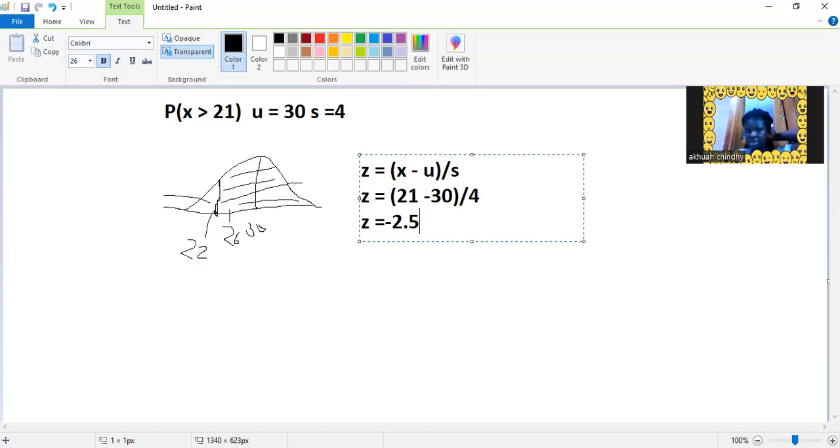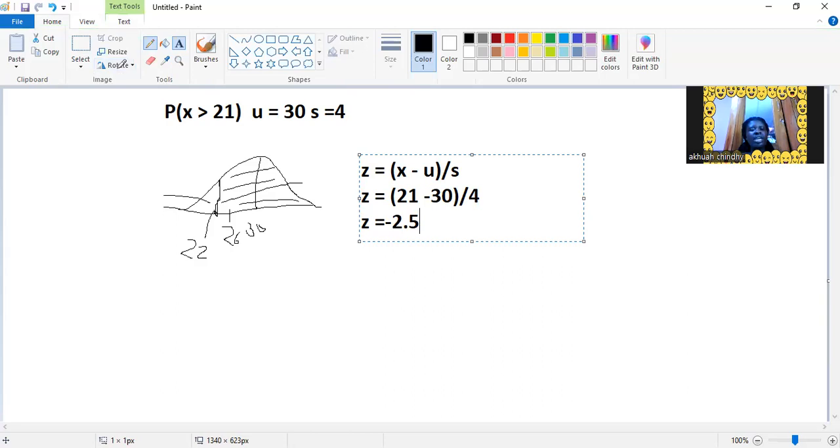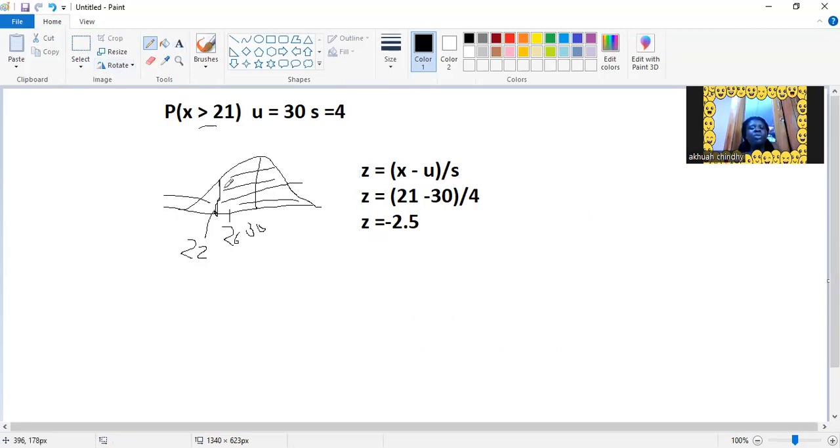But just because we got negative 2.5 doesn't mean we should just rush to the negative table and get our answer. It's based on the sign in the question. So here it says greater than or equal to. So we are looking for figures within this side, right? So first we can use the negative table to find here.